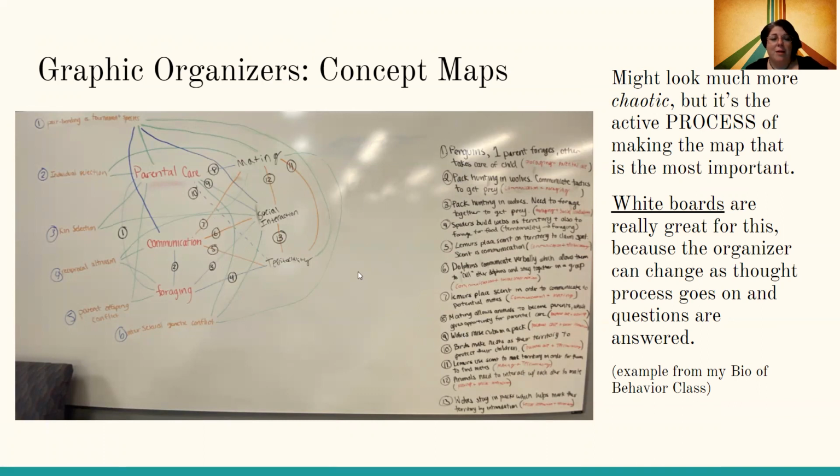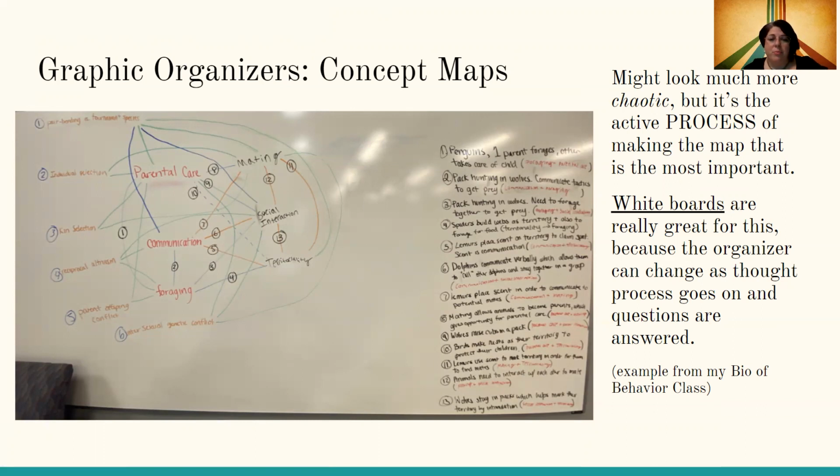I was really happy with this group when they started making these lines cross and everything, because I heard them discussing, well, wait a minute, communication also connects to mating. This is a behavior class, but it's also part of reciprocal altruism. And so the discussion that they were having was really the important part. So even though the organizer itself may be a little bit hard to read after the fact, it can also be just an active process for students, and the process is more important than actually what they come up with.